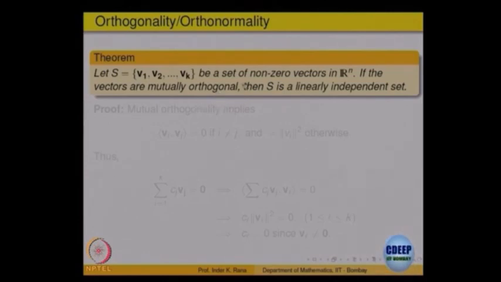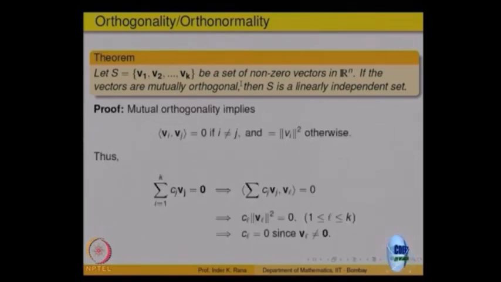Let us first prove that if we are given an orthonormal set, then it is automatically linearly independent. Why is it linearly independent? Take a linear combination, summation Cj Vj equal to 0. I can take the inner product on both sides with any vector Vl. On the right-hand side, the inner product with 0 will be 0. On the left-hand side we get summation Cj times inner product of Vj with Vl.